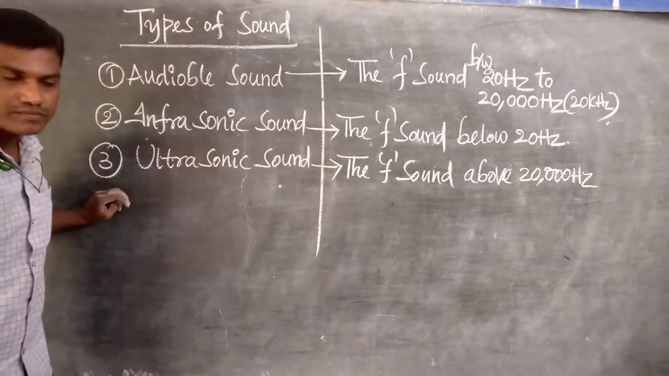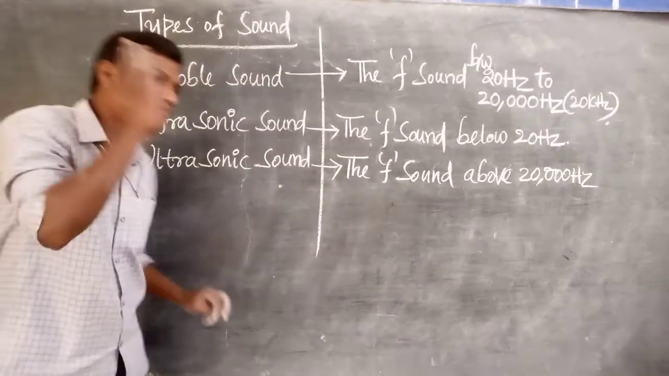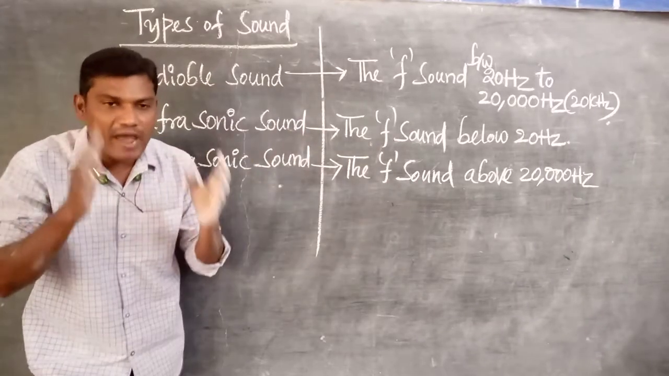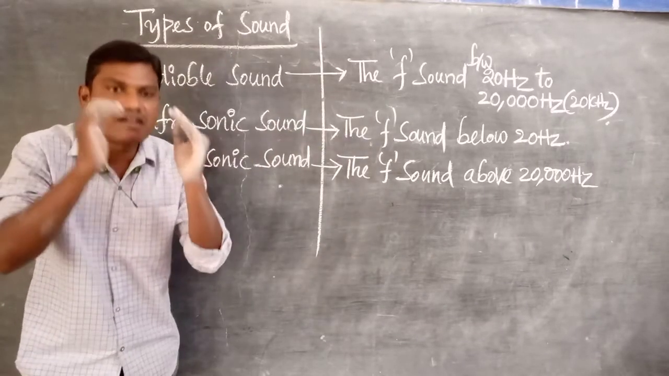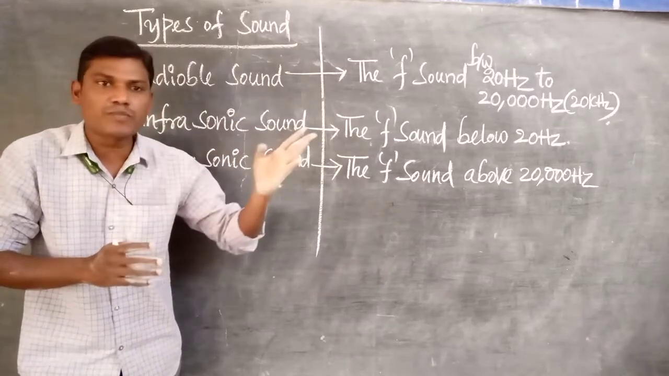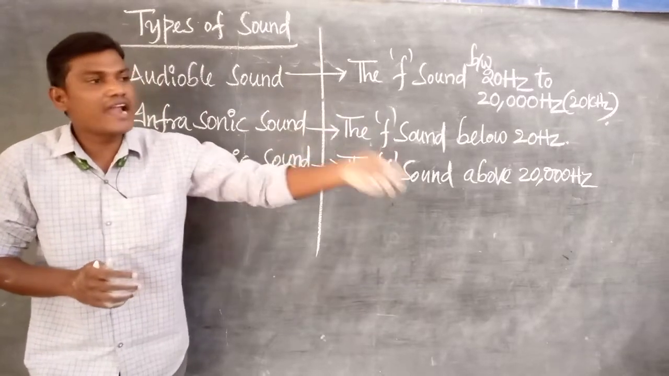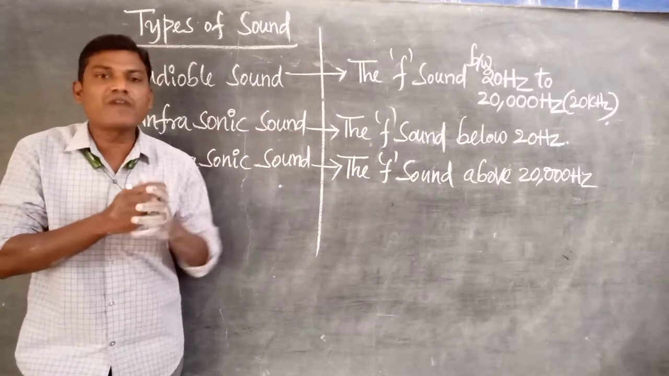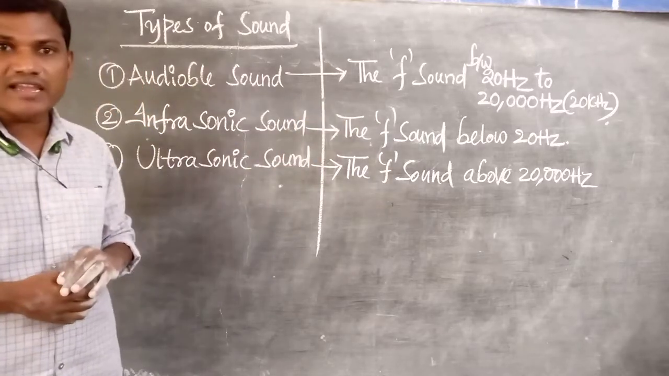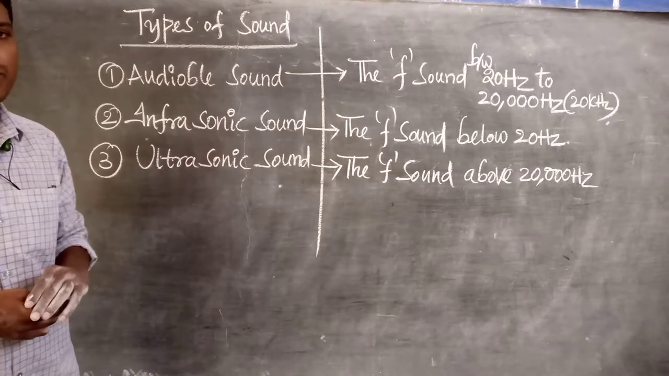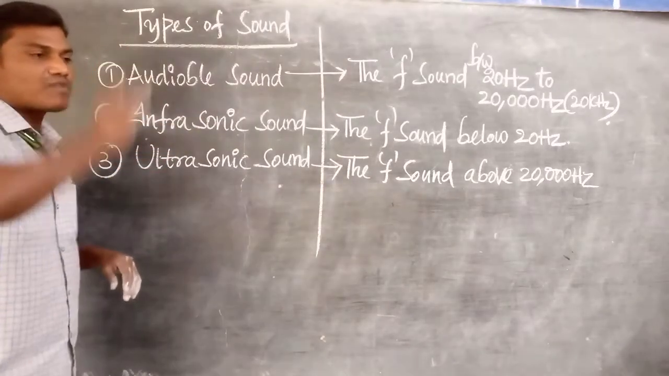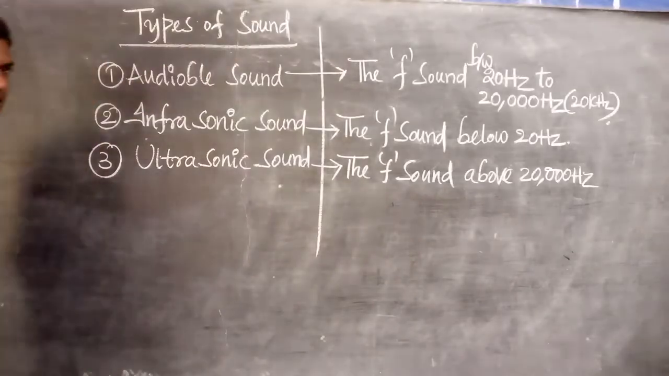But how can the bat find its prey, or travel from one place to another? Bats produce and receive ultrasonic sounds. When they travel, they produce ultrasonic sounds and again receive them. With the help of that, they can estimate the distance of an obstacle and the distance to the position of the prey. In that way, they can travel from one place to another. Once again, listen very carefully.